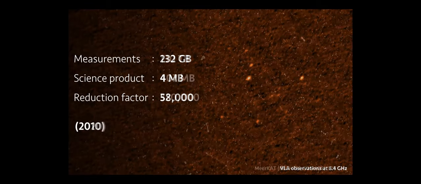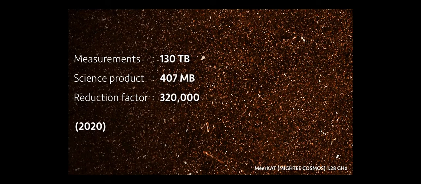A recent observation I've been working on from MeerKAT, which is a 2020 observation, the measurements for this clocked in at about 130 terabytes, a science product of about half a gigabyte or so. So a larger reduction factor of about 32,000. So this is now very much not a desktop size problem, right? I need a bigger boat.